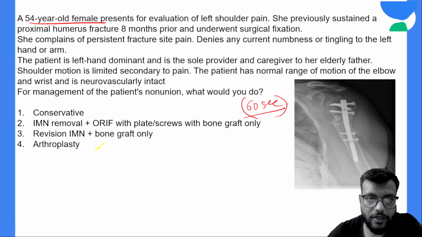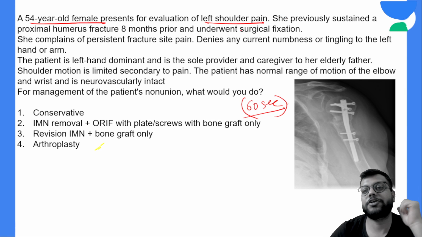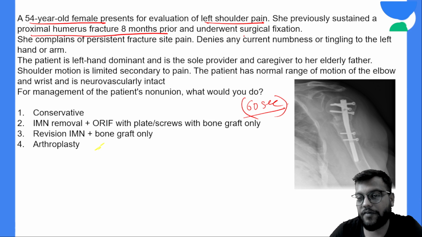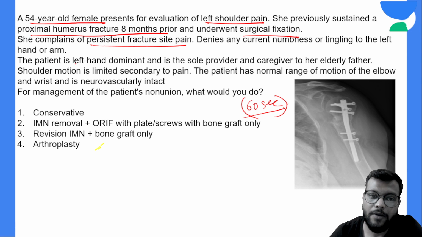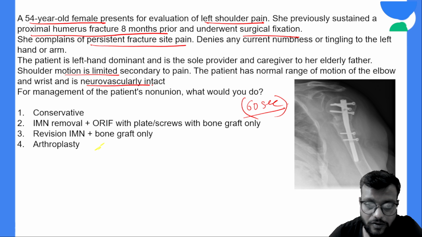A 54-year-old female presents for evaluation of left shoulder pain. She previously sustained a proximal humerus fracture 8 months prior and underwent surgical fixation. She complains of persistent fracture site pain, denies any current numbness or tingling to the left hand or arm. Patient is left hand dominant and is the sole provider and caregiver to her elderly father. Shoulder motion is limited secondary to the pain. The patient has normal range of motion of the elbow and the wrist, neurovascularly intact.